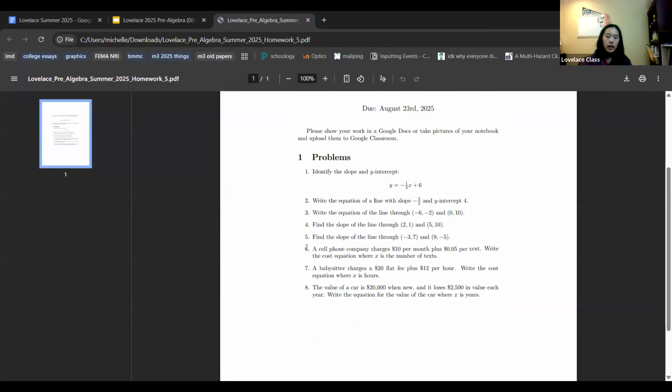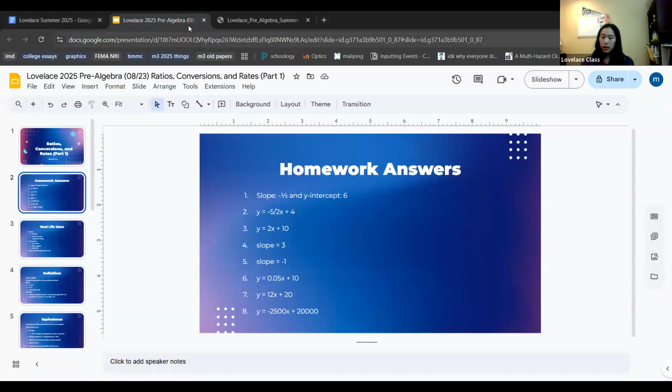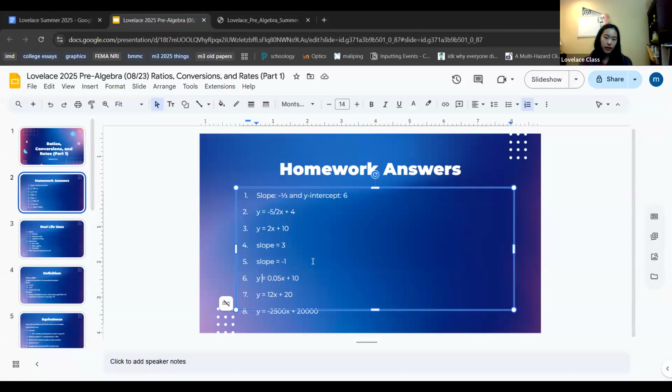Okay, then question 6. The bottom 3 are more word application problems. For 6, for example, a cell phone company charges $10 a month plus 5 cents per extra text. So write the cost equation. Basically you can say that the $10 is the y-intercept, and the $0.05 per text is the slope, because when you increase by 1 text, the price increases by 0.05. So the cost, which is y, equals 0.05x plus 10.